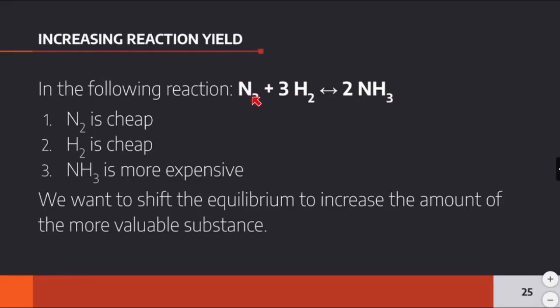N2 is nitrogen gas. It makes up 78% of our air, and so it is super cheap, and you can get it really easily. H2 is hydrogen gas. While it's not as easy to make as nitrogen, really all you have to do is take water and run electricity through it, and that'll make H2. Since water's cheap and electricity's cheap, H2 is cheap.